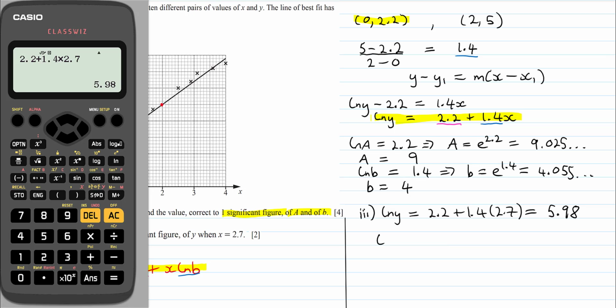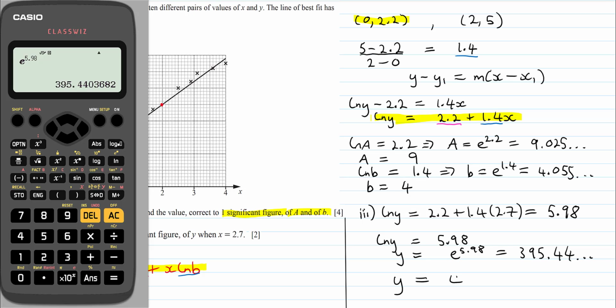So we have then ln y is equal to 5.98, so that means y is going to equal e to the power of 5.98, and that equals 395.44, etc. And we need to round that to one significant figure, so we have then y is equal to 400. And that is question 6.